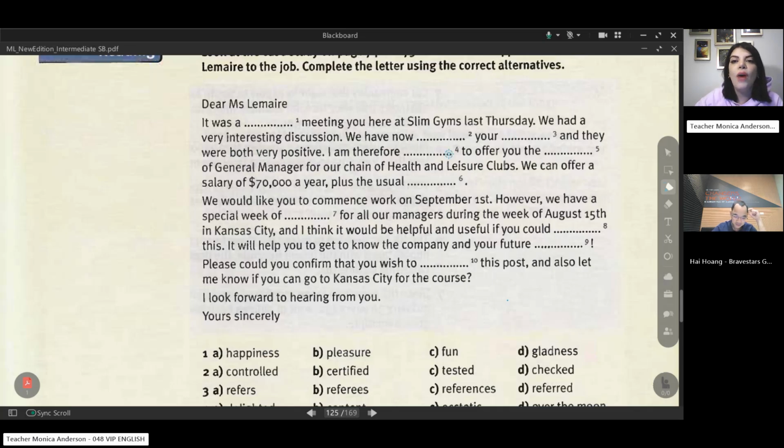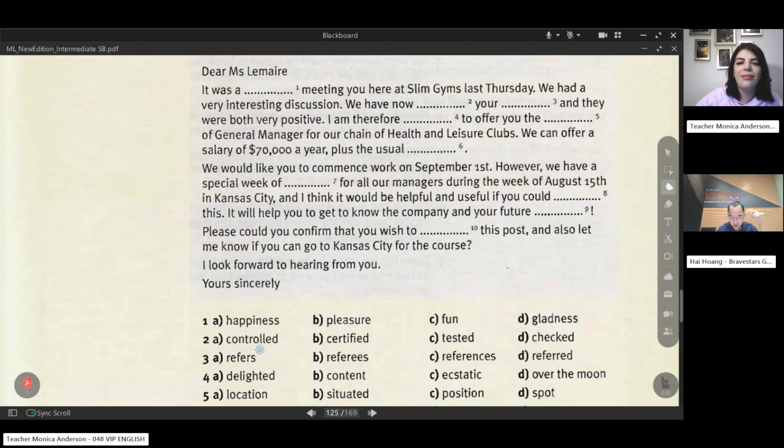And the next one: we had a very interesting discussion, and we have now... Your what? And they were both very positive. So we did something on something else, and they were both very positive. So we controlled, we certified, we tested, or we checked. We have another collocation. We normally look at 2 and 3. Let me show you. Check, very good. And the next one: check what? References, of course. So checking references, another collocation.